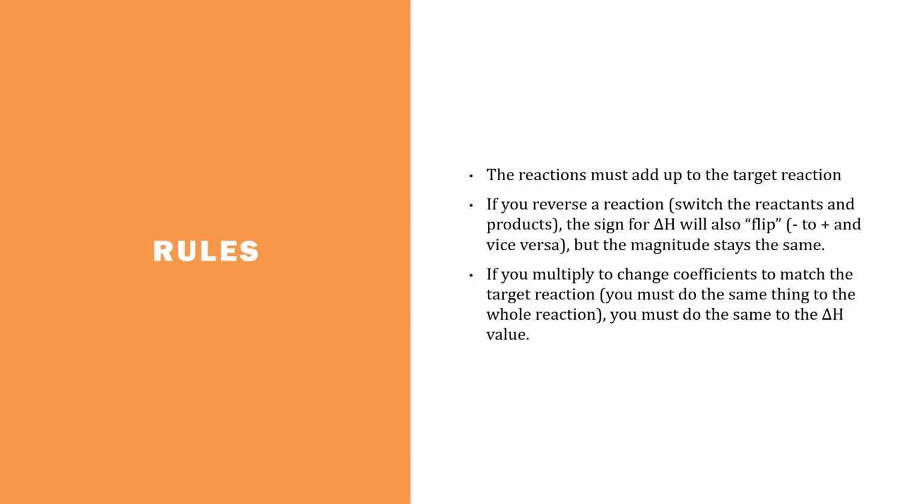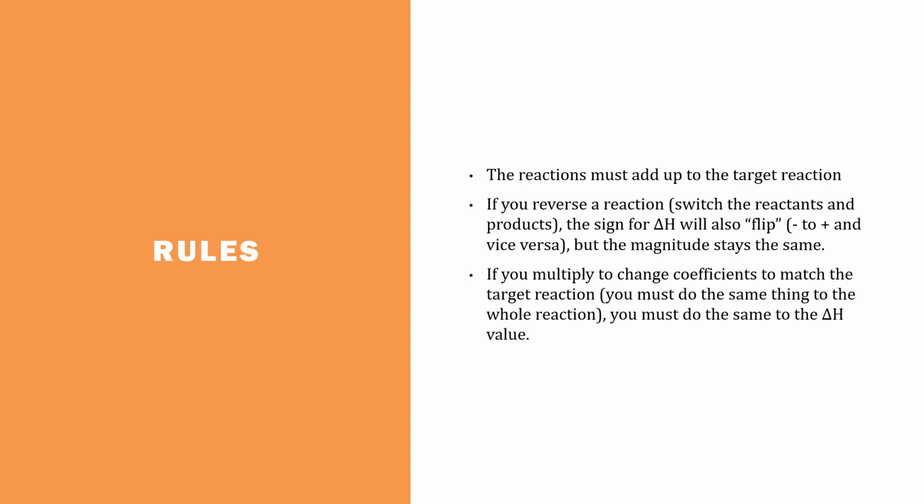So there's a couple of rules when we're solving Hess's law problems. It's almost like a puzzle. The reactions must add up to the target reaction. So you'll be given multiple different possible reactions. Typically you will use all of them. Occasionally I've seen them throw in a red herring reaction, but for the most part you'll use all of them. But you have to make all of the individual steps add up to the target reaction.